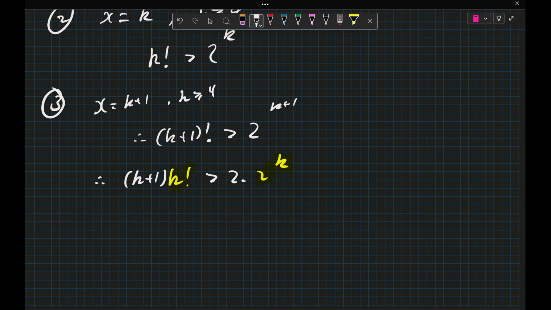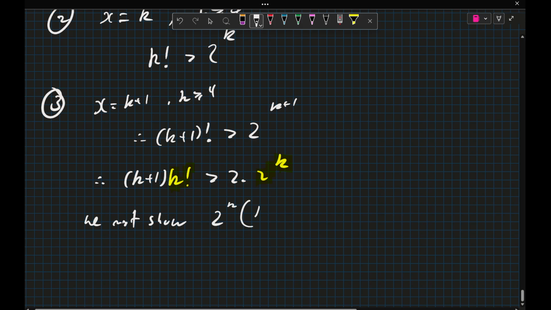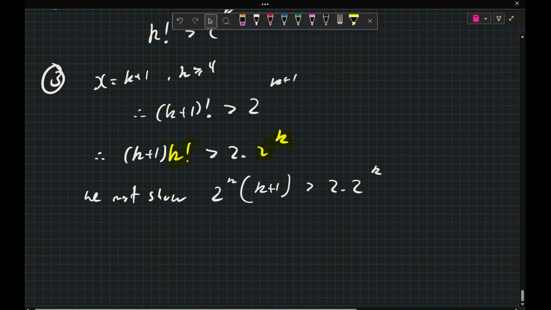So what do we do from here? Well, if k factorial is greater than 2 to the k, then we have to see that the scaling factor is essentially bigger. Okay? So what we're going to do from here is, if k factorial is indeed bigger than 2 to the k, we must show that 2 to the power of k times k plus 1 is greater than 2 times 2 to the power of k, because of this linking in with this.